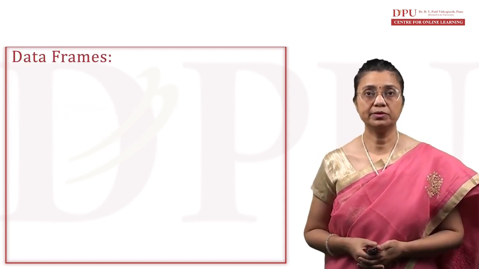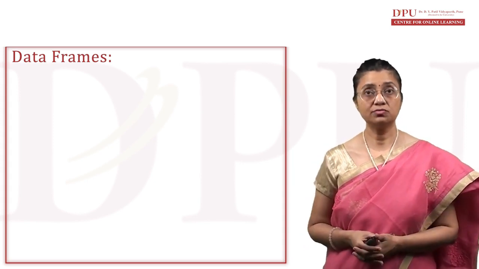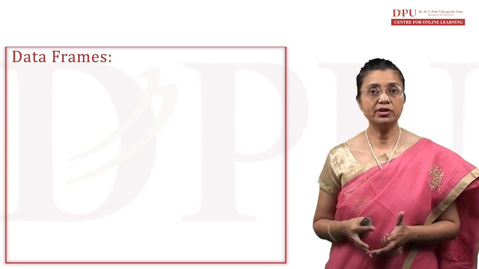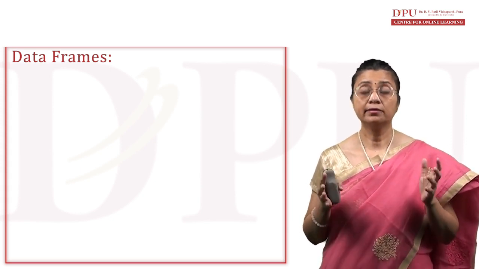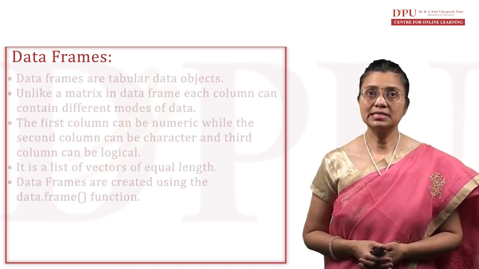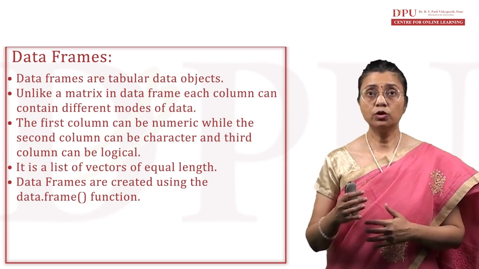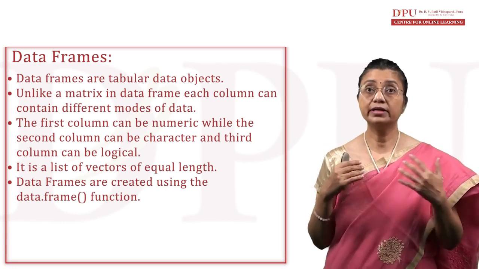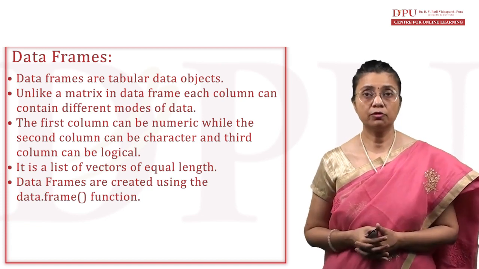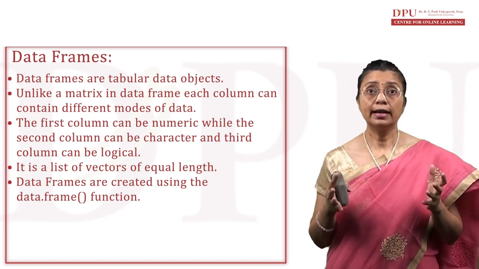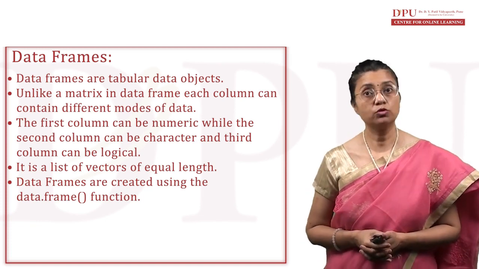Next, we have data frames. Now, what are data frames? We are heading towards a database file. We all know that eventually we have to work on huge CSV files where we have lakhs of records and hundreds of columns. Data frames are tabular data objects, that is, when I want to prepare data in the form of a grid of rows and columns and store information, like you can see here in the output. Unlike a matrix, in a data frame each column can contain different modes of data.